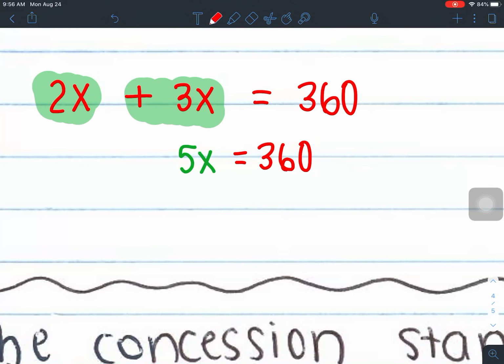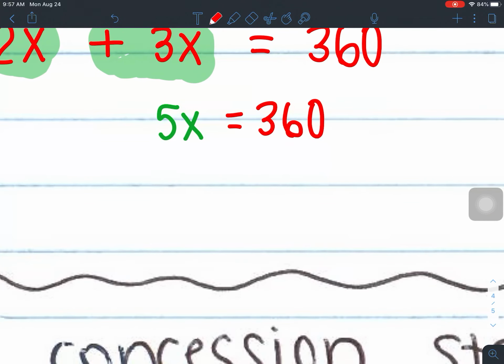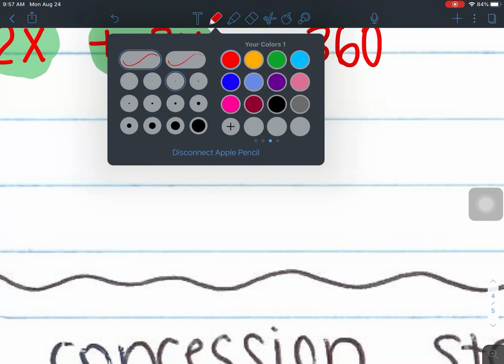How do I get x by itself? I would do the opposite of multiplying by 5, and I would divide by 5.